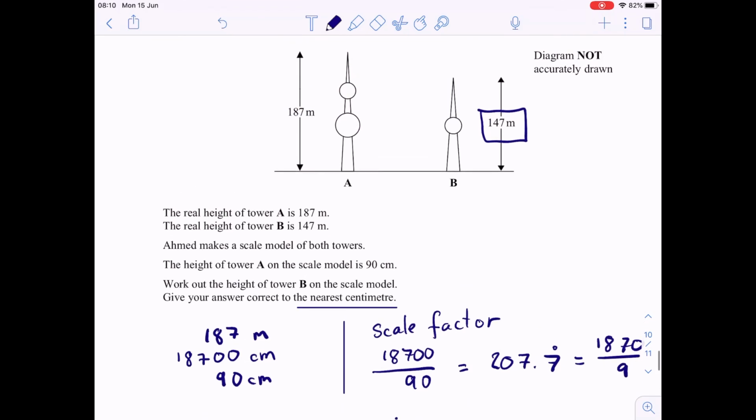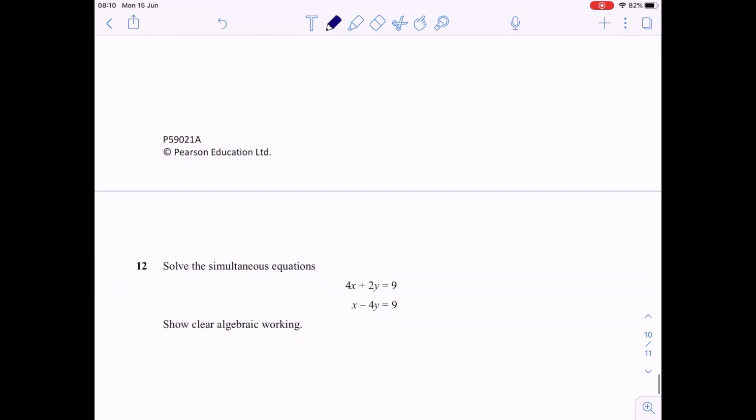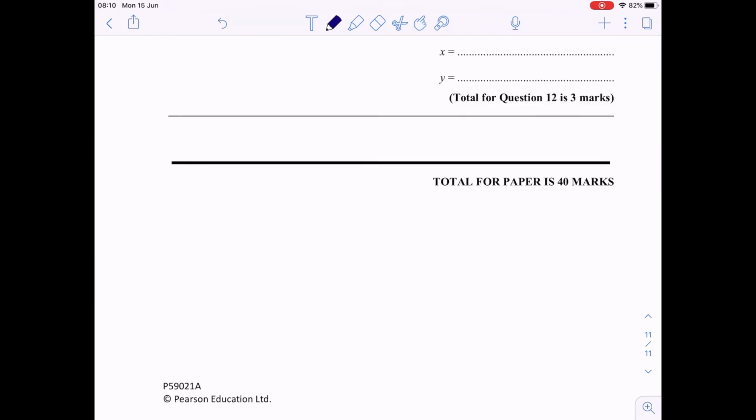And let's just make sure that this makes sense. Now the taller one got made into 90 centimetres, and so this slightly smaller one being made into 71 does make sense, so I'm quite happy with that. Okay, now our last question, I think.